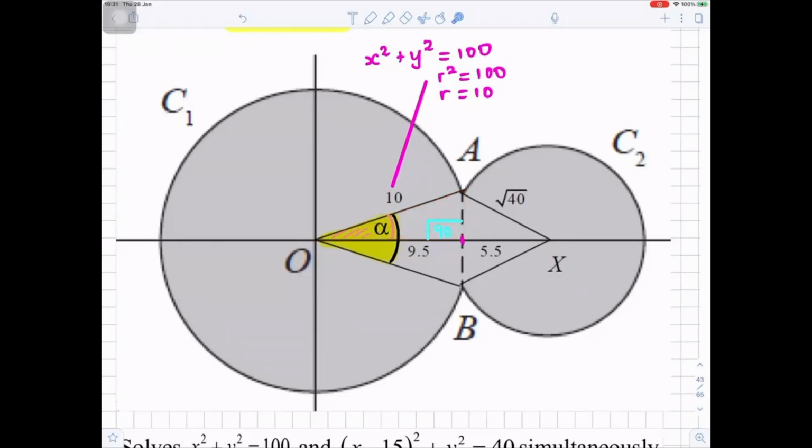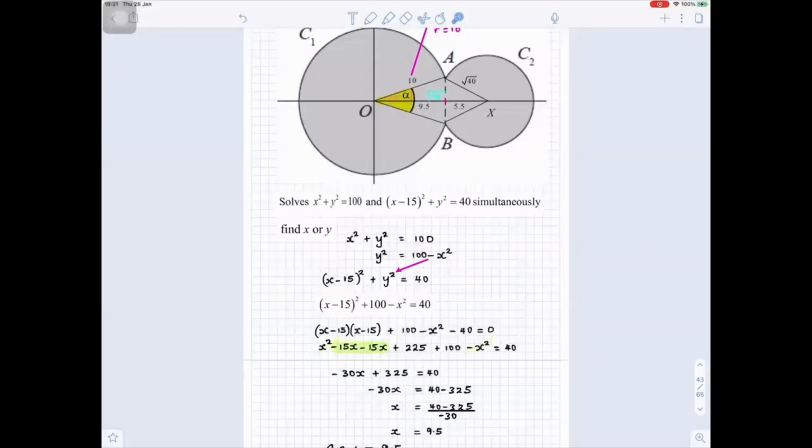So we would need to find the radius of the big circle. And from there, we can use x squared plus y squared equals 100. So 100 is the radius squared. So that means the radius is 10. And the next thing we want to do is to find what the distance x is, the one I'm highlighting in red, that distance x.